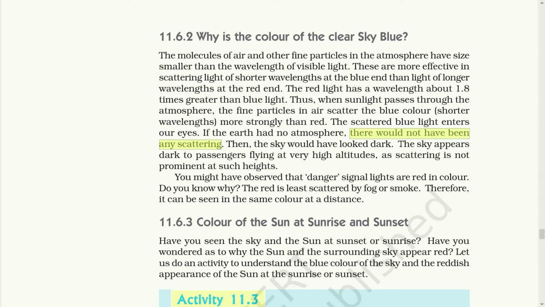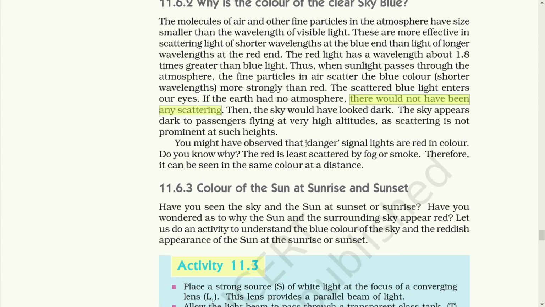The sky appeared dark to passengers flying at very high altitude as scattering is not prominent at such height. You might have observed that danger signal lights are red in color because red is least scattered by fog or smoke. Therefore, it can be seen in the same color at a distance.